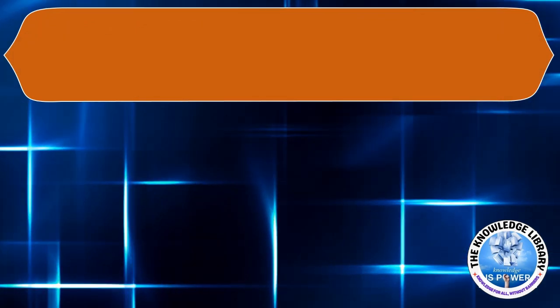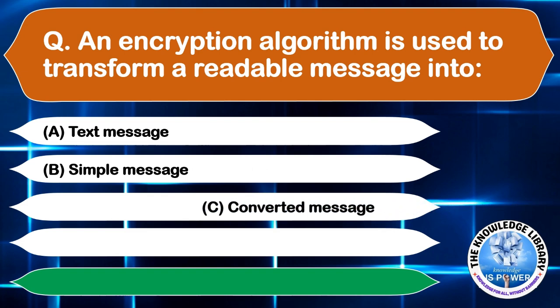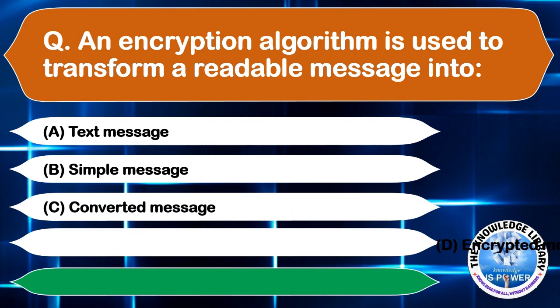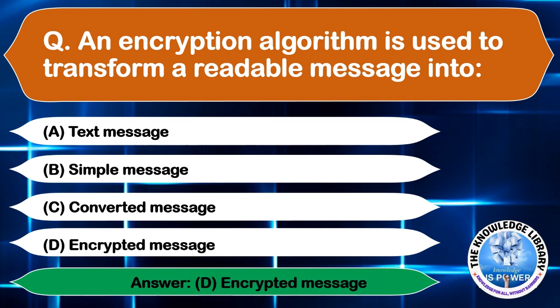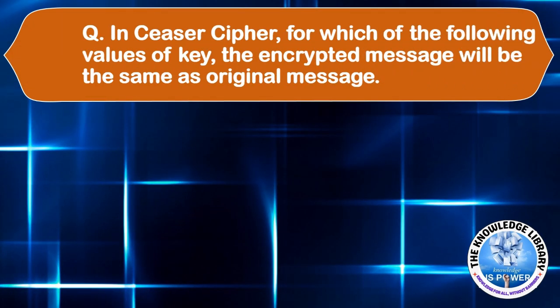The next question is, an encryption algorithm is used to transform a readable message into option A, text message, option B, simple message, option C, converted message, option D, encrypted message. The correct answer is option D, encrypted message.